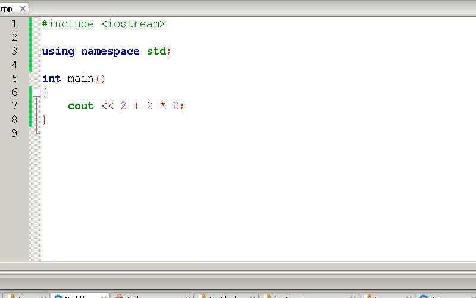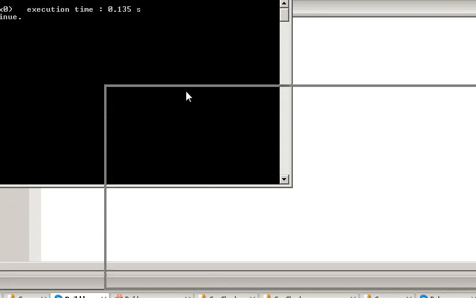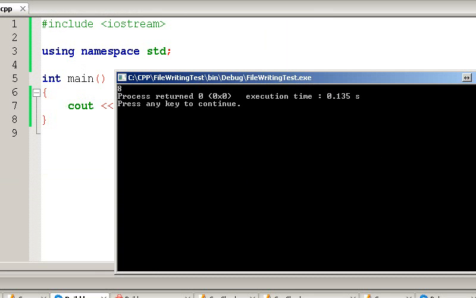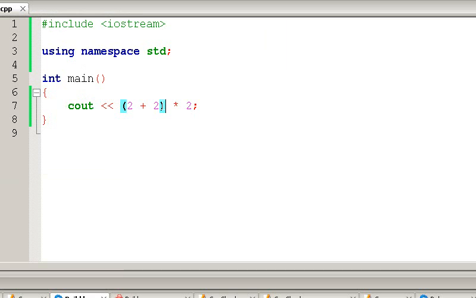So if you wanted to change the order of operations and make it add 2 plus 2 first, just like in regular math, you can put these round parentheses around 2 plus 2, and then it'll give you the result you're looking for. In this case, 8. There you go, and here's our 8, because 2 plus 2 is 4, and 4 times 2 is 8. So these expressions can be long.